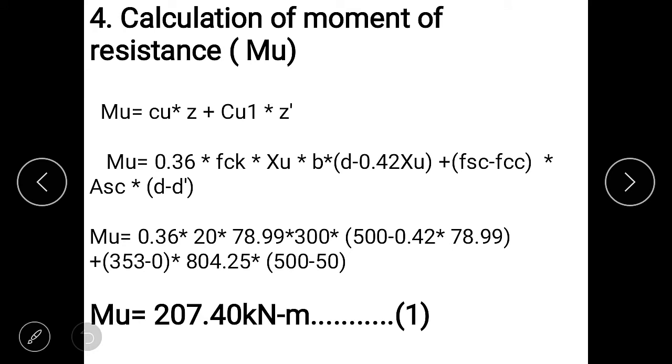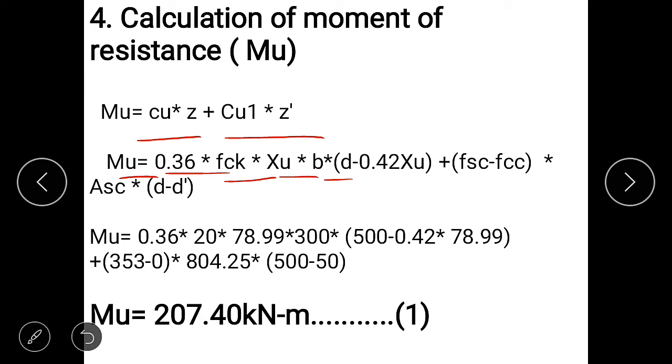Now the calculation of moment of resistance MU. The formula is Cu into Z plus Cu1 into Z dash. So Mu is equal to 0.36 into FCK into XU into B into d minus 0.42 into XU, plus FSC minus FCC into ASC into d minus d dash.